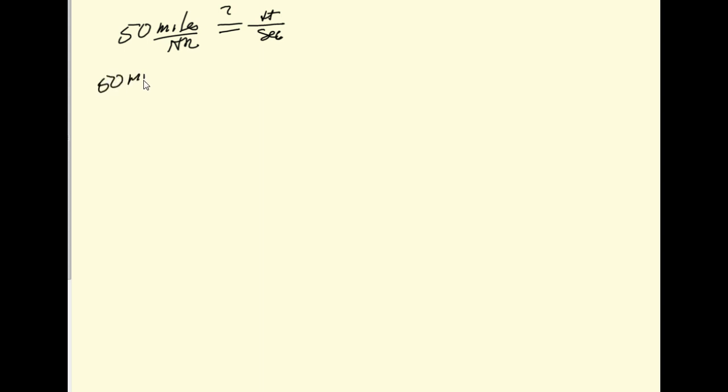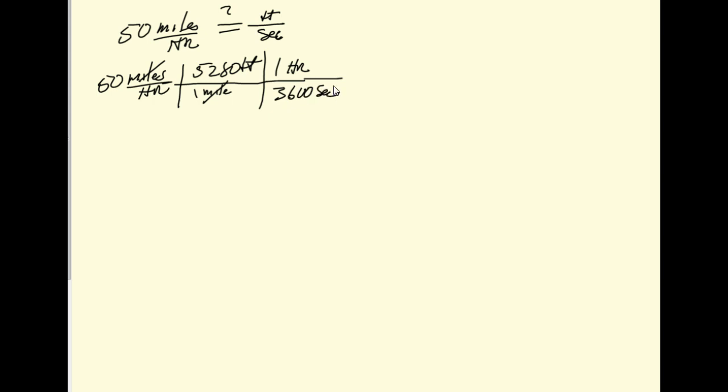We have 50 miles per hour. Draw a vertical line and a horizontal line. We're trying to cancel these units out and we're trying to end up with feet per second units. So we say 1 mile is equal to 5,280 feet. Miles cancel. Now we have to get rid of hours. Hours is in the denominator, so we have to have hours in the top. So what is 1 hour? 1 hour is 3,600 seconds. Hours cancel.